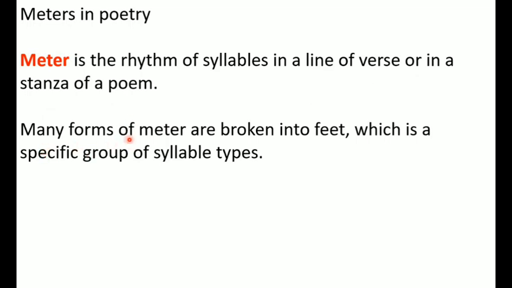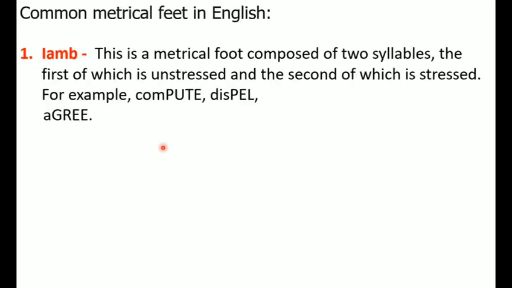Now, many forms of meter are broken into feet, which is a specific group of syllable types. These are the common metrical feet in English. Number 1, we have iamb. Iamb is a metrical foot composed of 2 syllables. The first one of which is unstressed, and the second of which is stressed. For example, compute, dispel, agree.